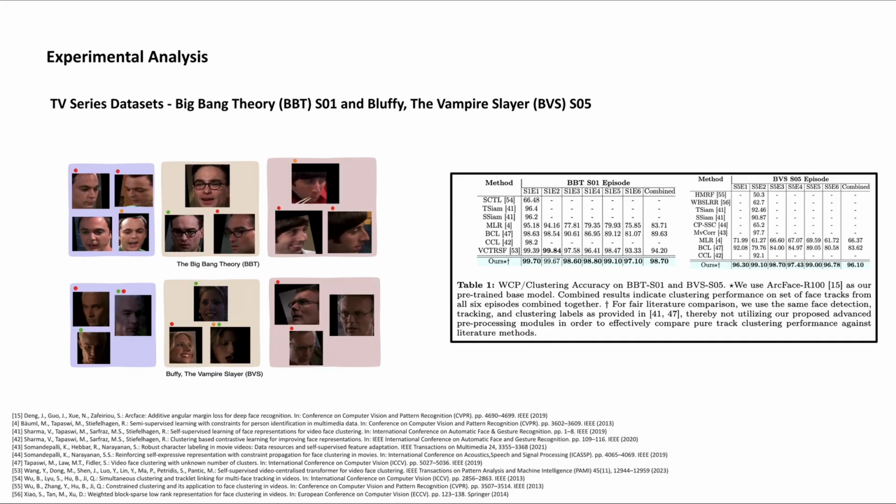To talk about the results, we evaluate our method on the Big Bang Theory and Buffy the Vampire Slayer datasets, which are pretty academic standard ones. Among the certain sample crops illustrated here, you can see that the faces are fairly well lit with very little pose variation. So this is an easier dataset in that sense. However, we still outperform all the literature methods consistently across all the different episodes in the dataset.